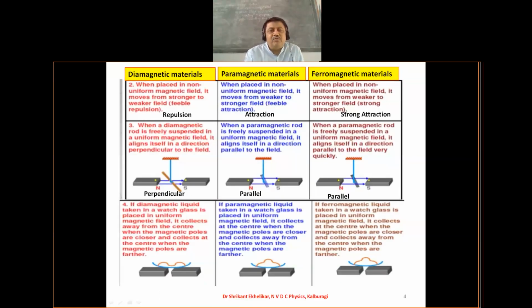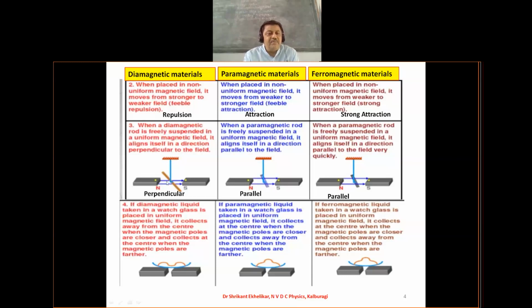See, diamagnetic, paramagnetic, and ferromagnetic materials. So you can compare them with a table. When placed in a magnetic field, diamagnetic materials show repulsion. If there is attraction, they are paramagnetic materials. If the attraction is very strong, then they are ferromagnetic materials.